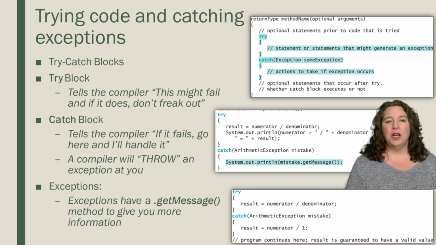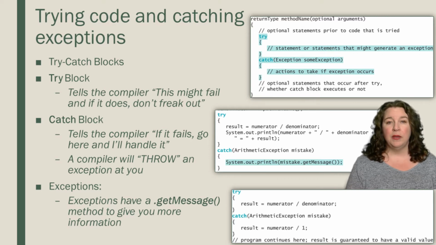So the catch block tells the compiler, if I do end up failing inside of my try, I'll handle it. I'll take care of it. Let me do that. Go throw me the exception. Give me the exception and I will handle it. Okay. The exception that you get, so there is a variable inside of a catch that is a type of exception.